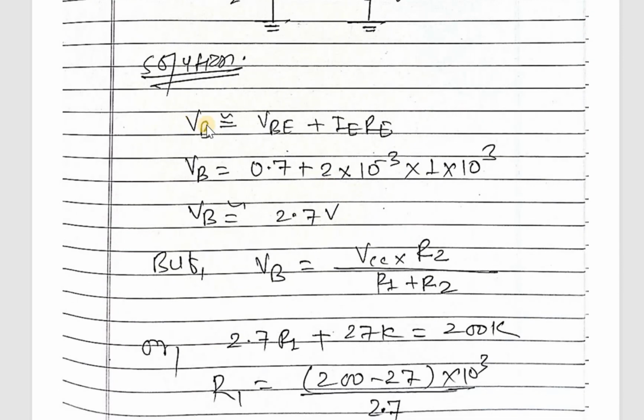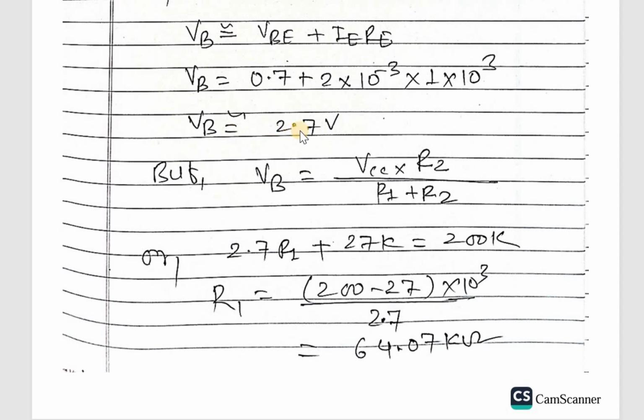And we know VB equal to VBE plus IE RE, that is VB equals 0.7 plus 2 into 10 to the power minus 3 into 1 into 10 to the power 3, that is VB equal to 2.7 volt. But VB equal to VCC into R2, this is voltage divider. This is the formula of voltage divider.